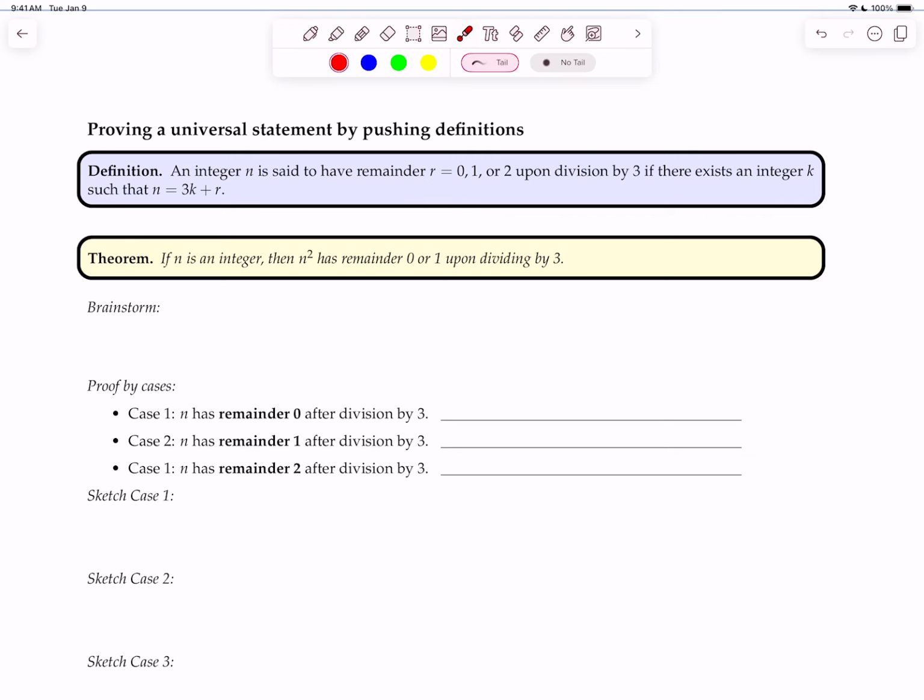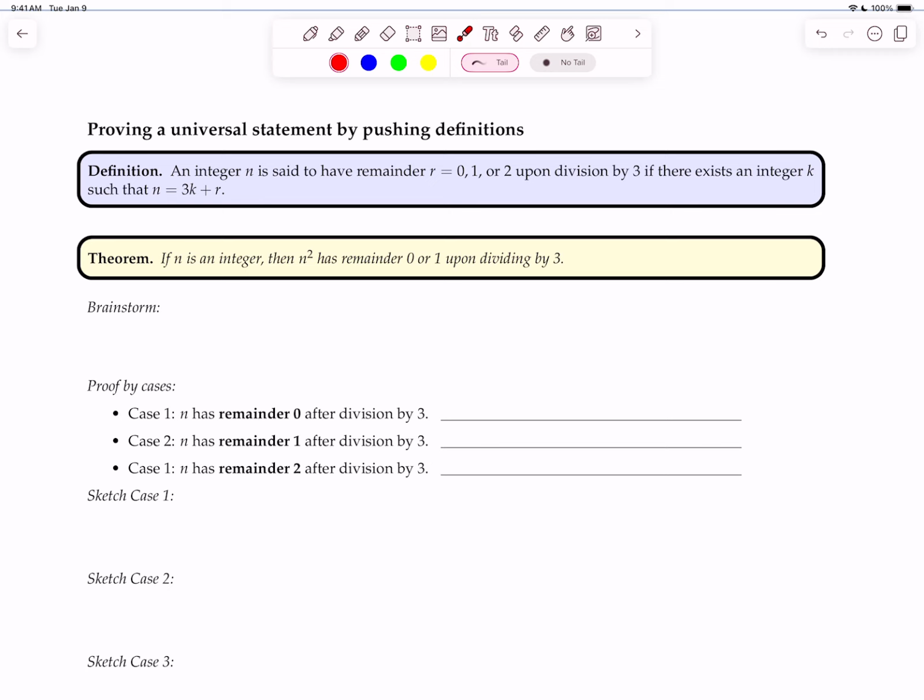So we're given this definition. We're saying an integer n is said to have remainder r, 0, 1, or 2, so r can be one of those three, upon division by 3, if there exists some integer k such that we can write n as 3k plus r.